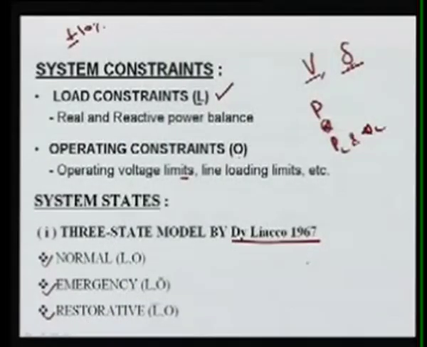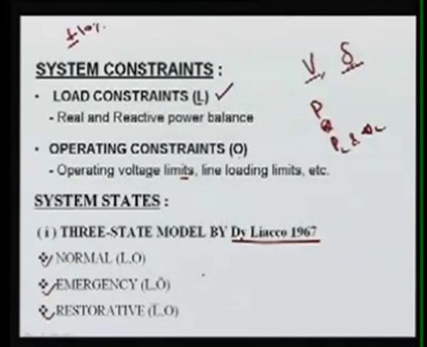After that, Dy Liacco gave the first model of the power system state, and then he defined power system security based on these three states, that is, whether your system is in the normal state, the emergency state, or the restorative state. He gave a three-state model, and these three states are normal, emergency and restorative. Normal is when your load constraints as well as your operating constraints are satisfying the limits. Here I have written O and L, which means it is your normal state.